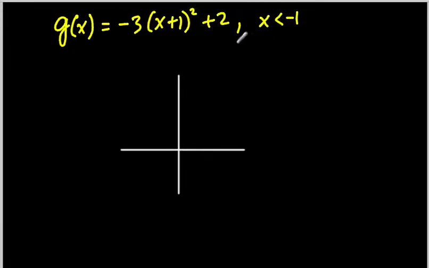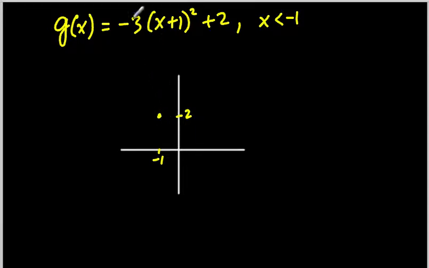So the first thing you should do when you sketch a quadratic is determine the vertex. And so right away we can determine that the vertex is negative 1 and positive 2. So it's negative 1 here and positive 2 here. So that's basically our point.